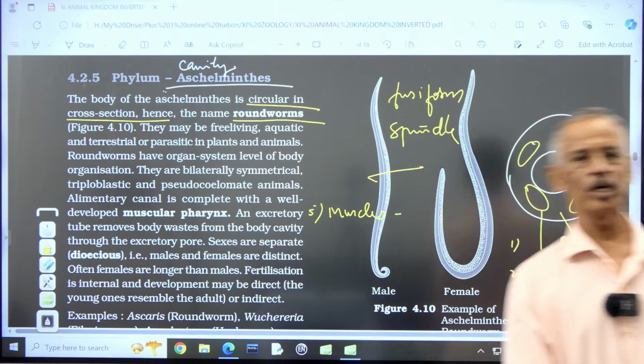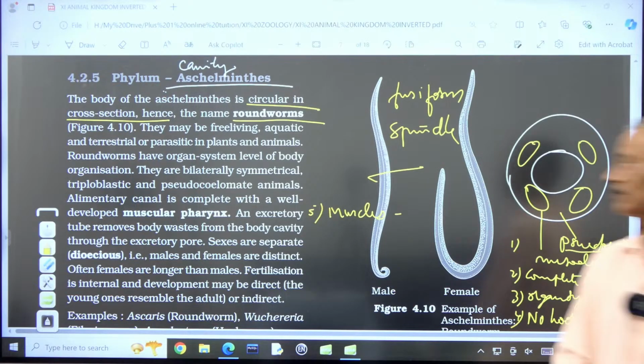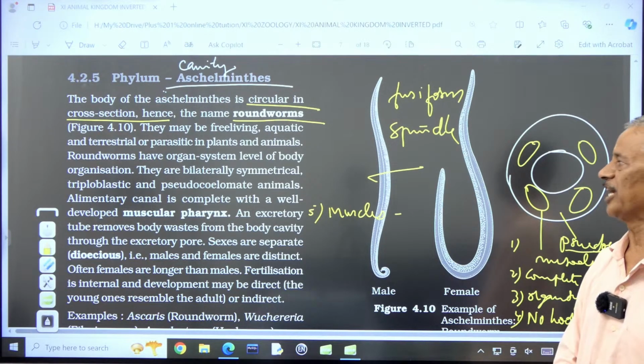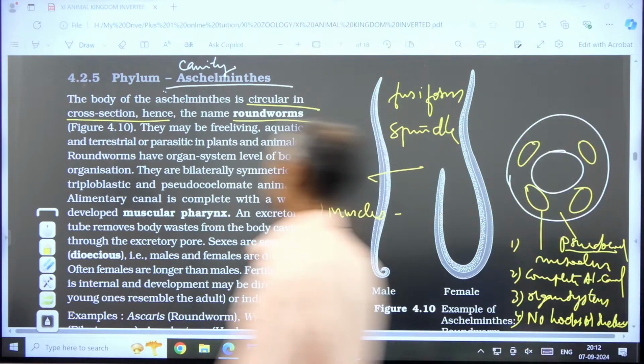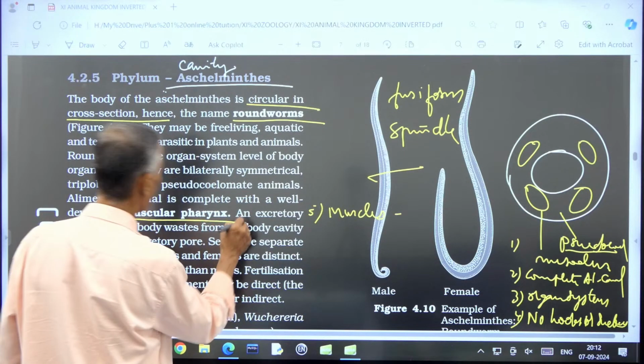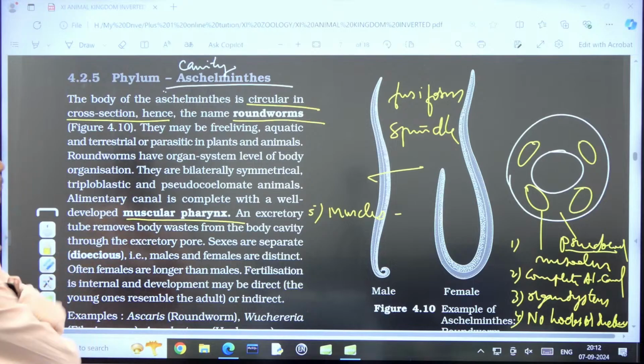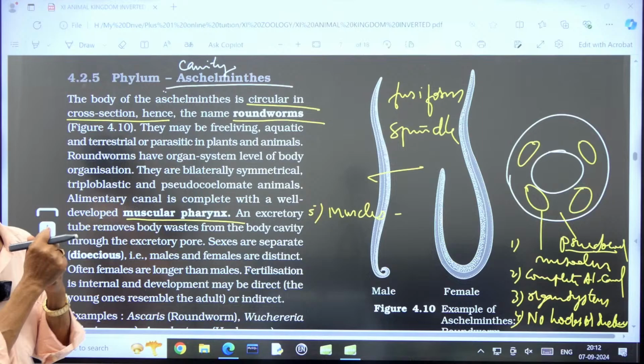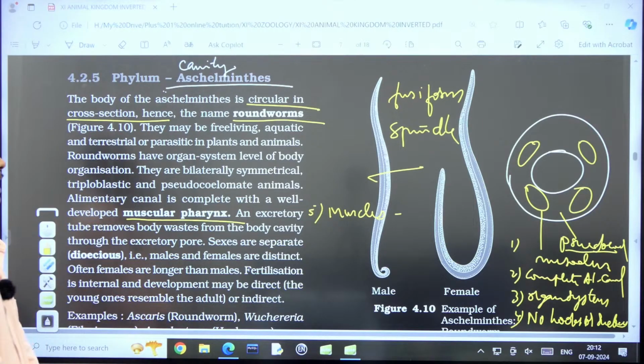The mesoderm give rise to muscles, and these muscles are well developed in pharyngeal region. So you are having a muscular pharynx, well developed muscular pharynx. That means the pharynx is made of muscles. By the action of those muscles it causes a sucking force so that food is taken in. So muscular sucking pharynx.